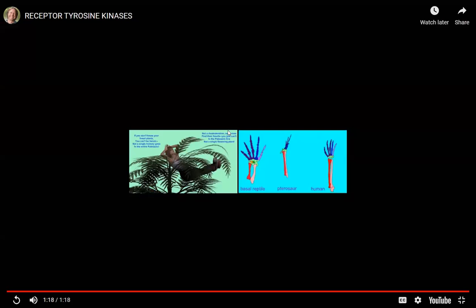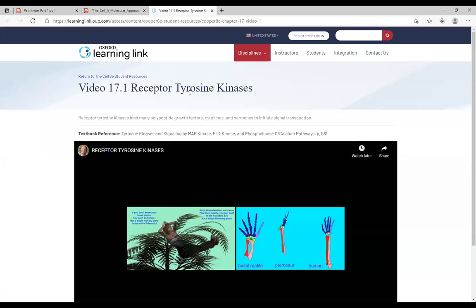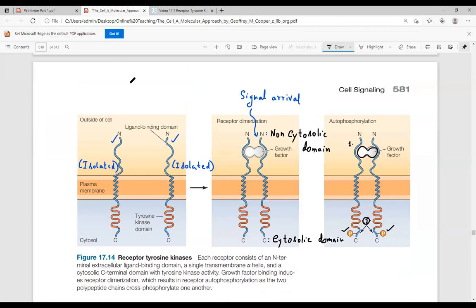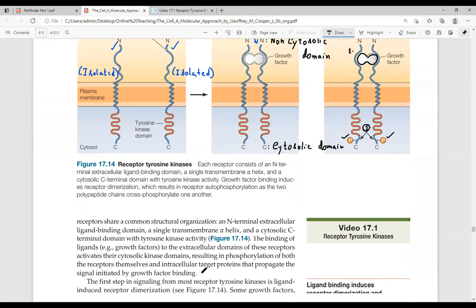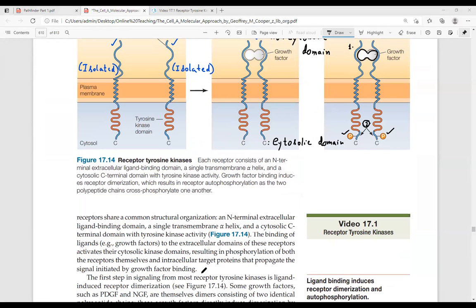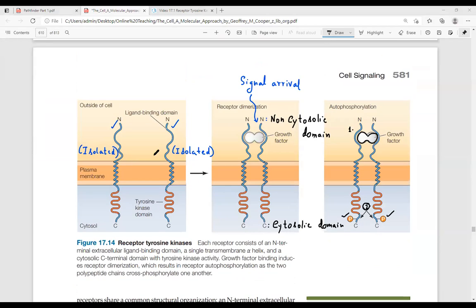of the receptor tyrosine kinase, how the receptor tyrosine kinase is going to act. Now what we have to see is, this one was from the e-learning of Oxford, that is from the book Cooper. Now, when you look at this particular book of Cooper, you would be able to find out how the cell signaling is going to be induced in the cell. You can find out each receptor consists of an N-terminal extracellular ligand binding domain. And to this N-terminal extracellular ligand binding domain, a particular ligand can bind.